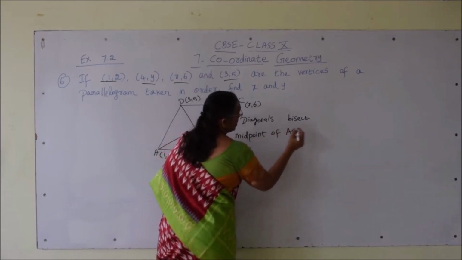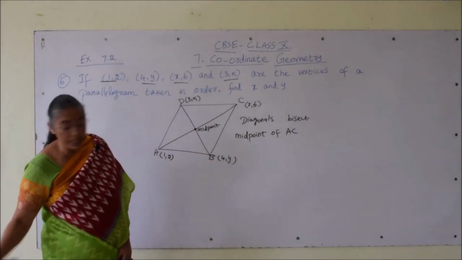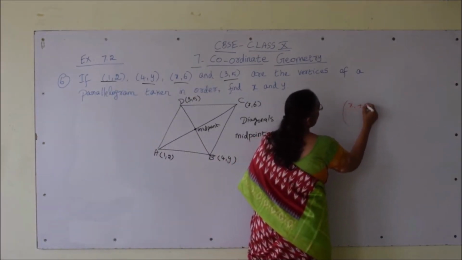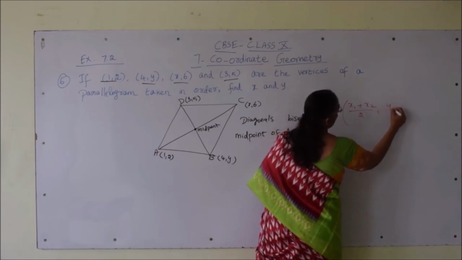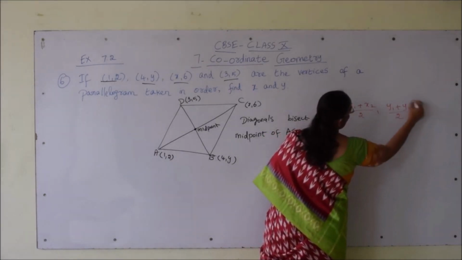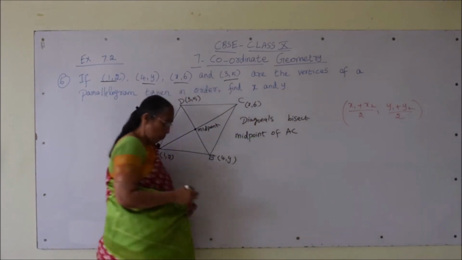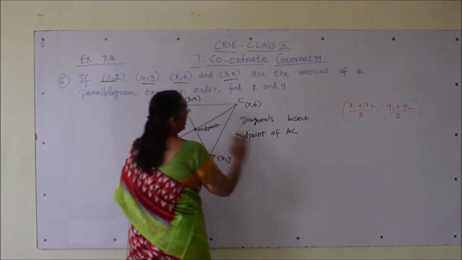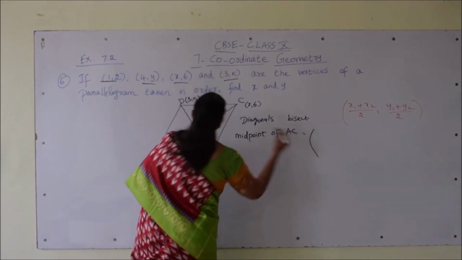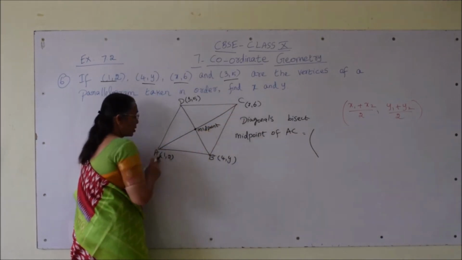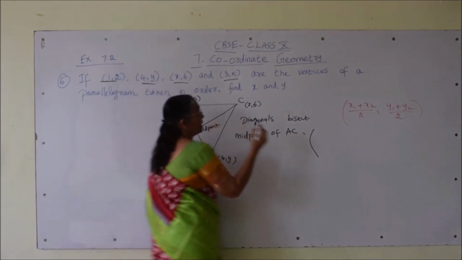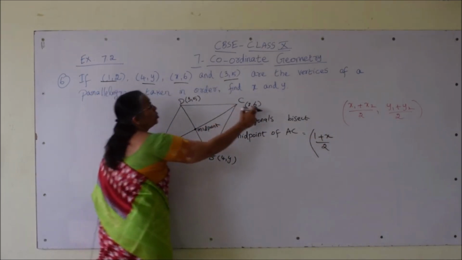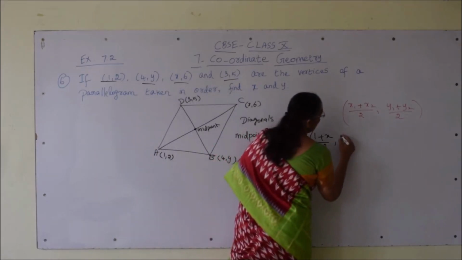The midpoint formula we derived from the section formula is: if (x1, y1) and (x2, y2) are 2 points, then the midpoint of the line segment joining them is ((x1 + x2)/2, (y1 + y2)/2). Using this formula, the midpoint of AC is ((1 + x)/2, (2 + 6)/2), which is nothing but 8 by 2.